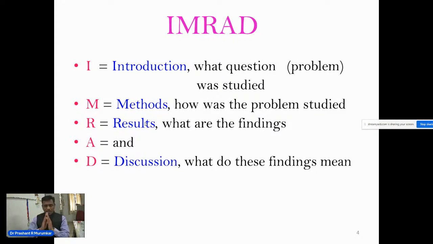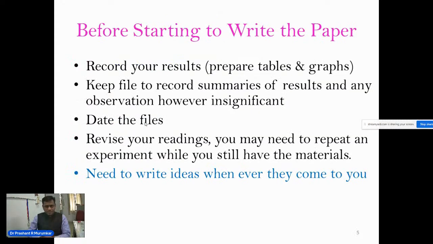So IMRAD is nothing but introduction, which covers what question was studied, that is, what you are trying to propose in the research work you are writing. So you need to write about the introduction part. Then comes the method, that is, how you studied the problem, then the results, what the findings were, and then the discussion, what these findings mean, how to correlate them, and what the outcome would be. The simplest approach is introduction, method, result, and discussion, and one by one we will start.